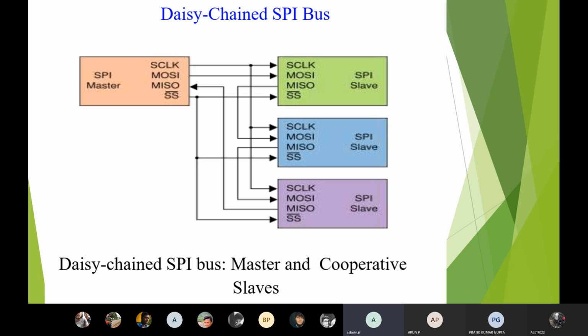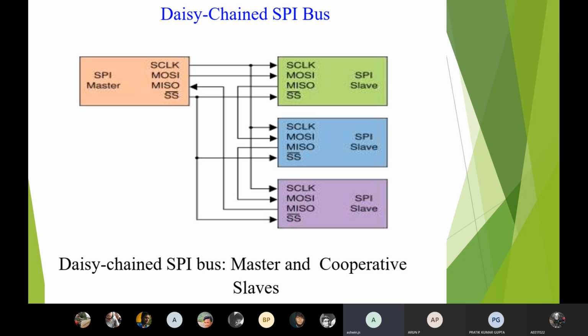And the daisy chain is a different one. If you look at this, the MISO, master in slave out, pin is connected in a different manner. The first slave produces some output that is given to the second slave. The MISO of the first one is connected to the MOSI of the second one. Similarly, the MISO of the second one is connected to the third one. So this is the daisy chained serial peripheral interface, and this is how the slaves are able to communicate with each other.